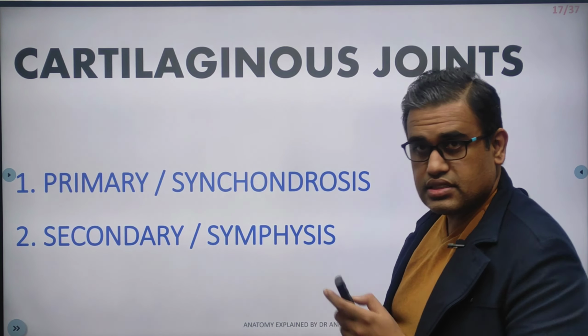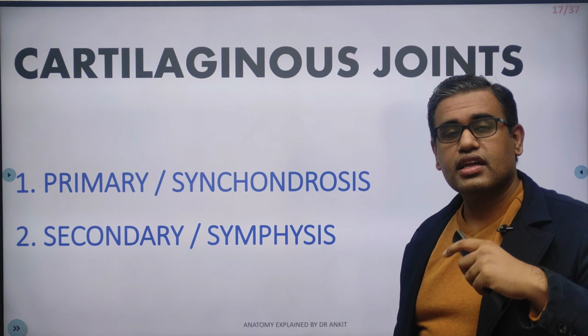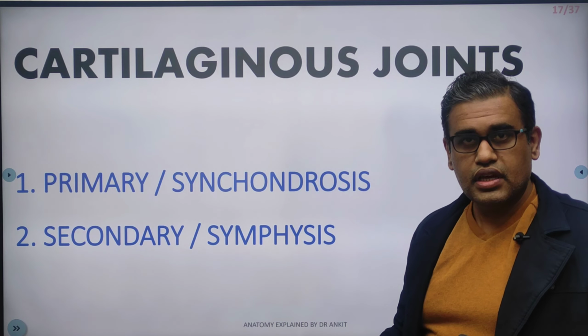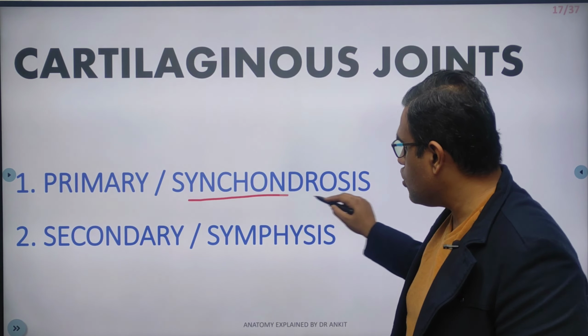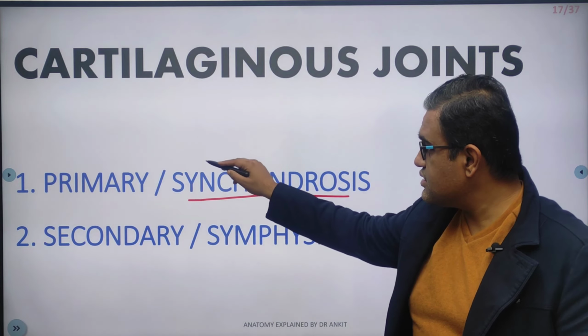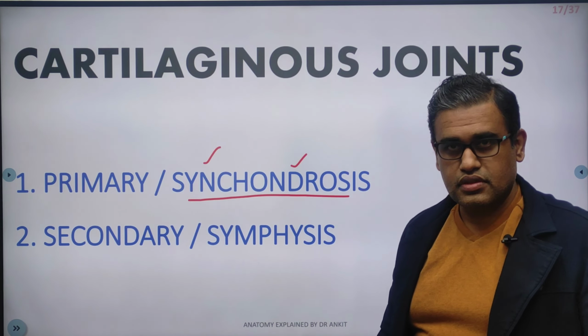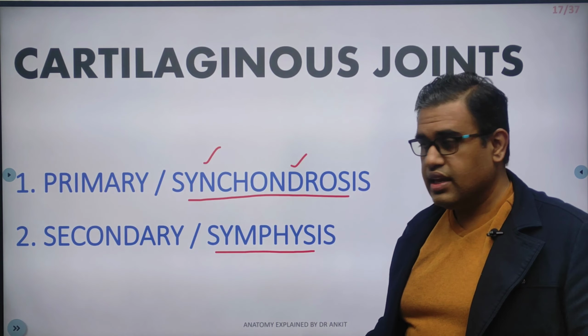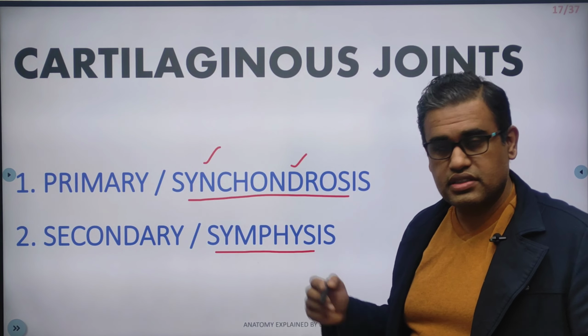Now let us move to the cartilaginous. The cartilaginous joints are again classified into two main varieties. What are those? A primary and a secondary. Primary cartilaginous is also known as synchondrosis. Syn means fusion of the cartilages. Secondary cartilaginous joint is also known as a symphysis. Let us see both of them, what are the various differences between them.